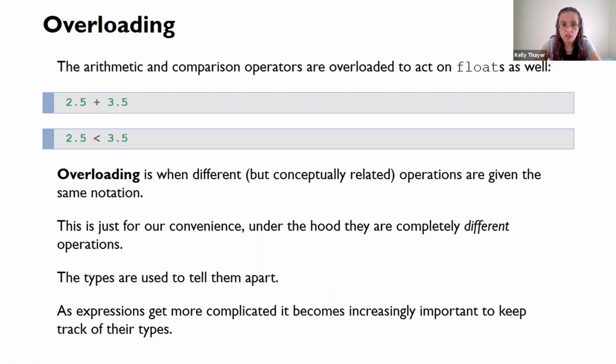So when we're adding two floats together, the way Python actually does it is using different code than when it adds together two integers. This is just for our convenience because under the hood, the code is in fact completely different. They're different code blocks. The types are used to tell them apart. So that's how Python knows which of those to run. An expression gets more complicated as we put various parts together, and so it's going to become increasingly important to keep track of their types. And when we get to functions, we will in fact explicitly be recording what the types of our inputs are.